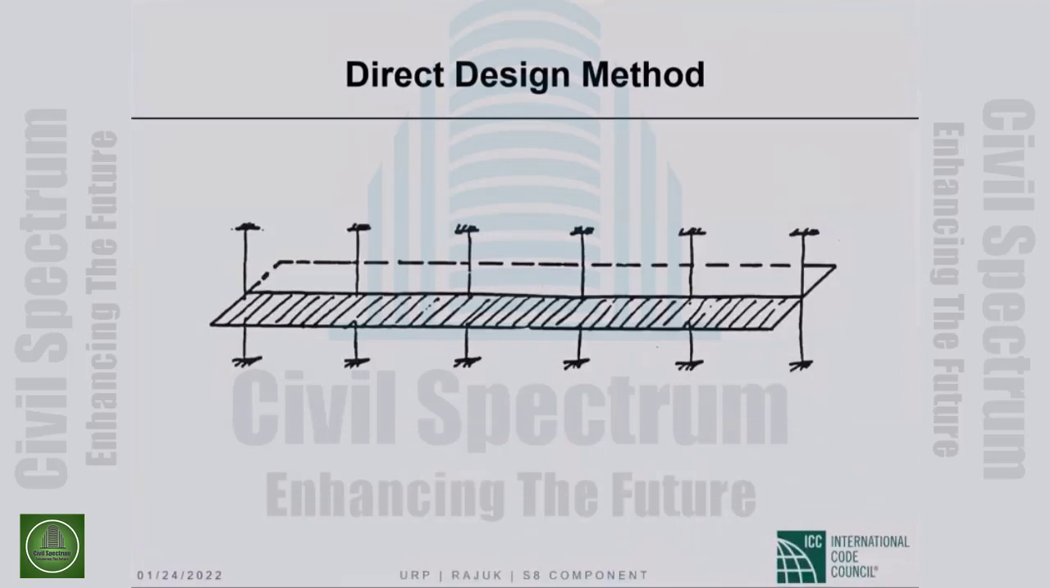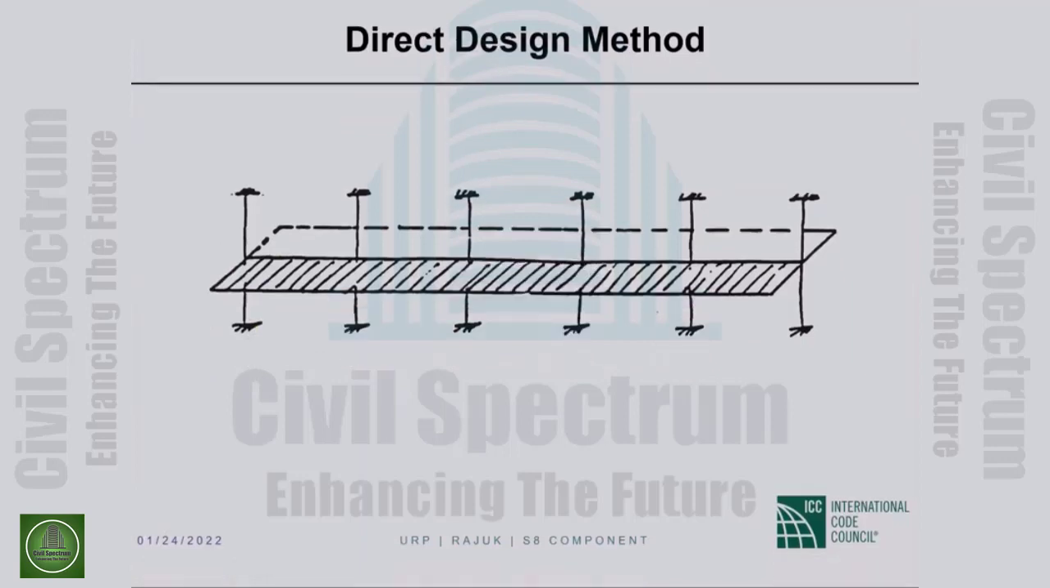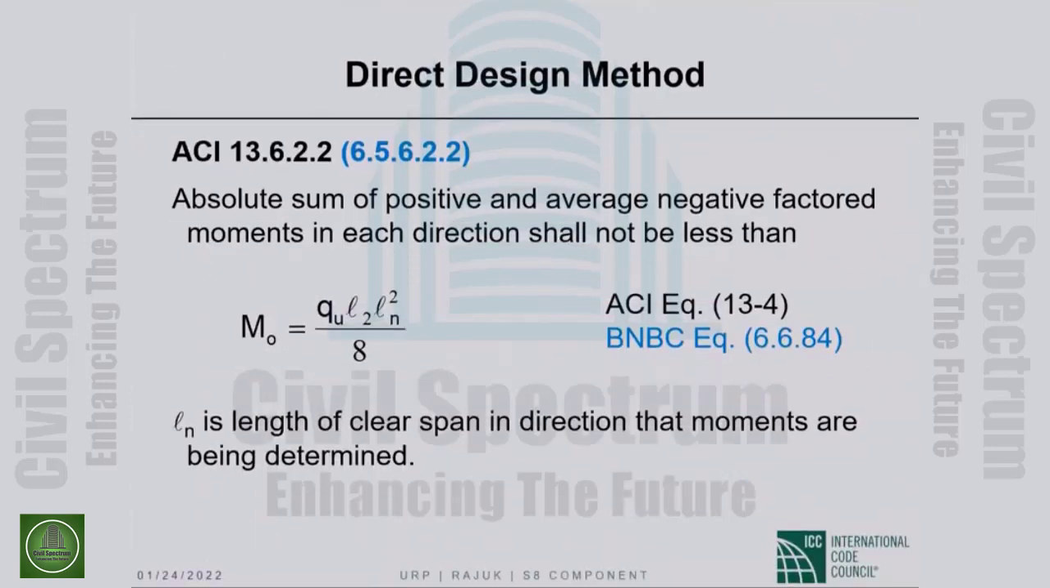So this is our subsystem for slab design. We have our design strip, and the columns attached are assumed fixed at their remote ends. When we talk about free span moment, this is the WL squared by 8 moment. It is Q L sub 2 L sub n squared by 8.